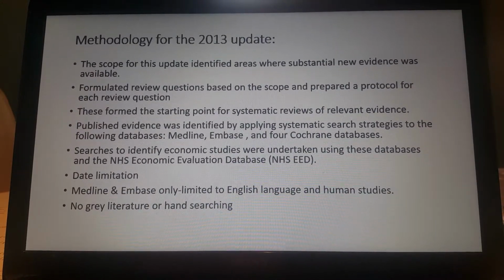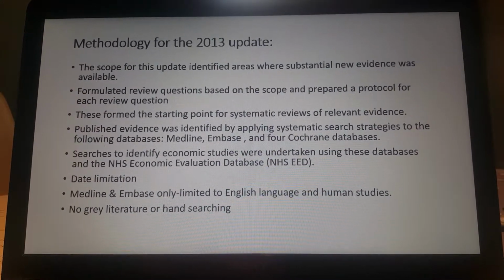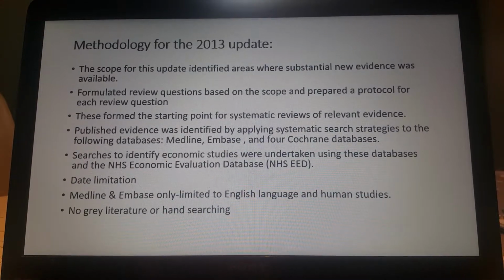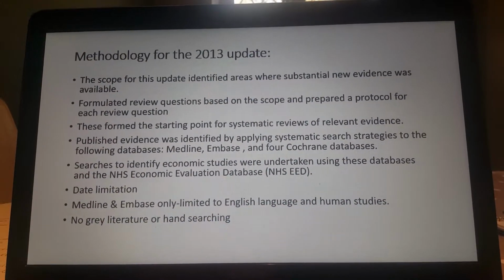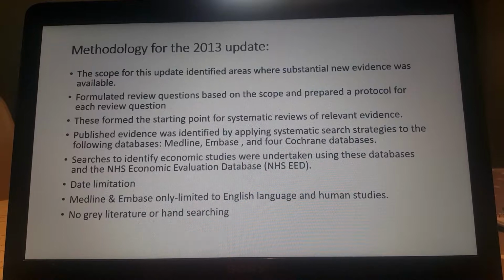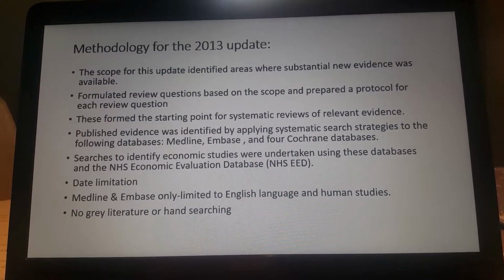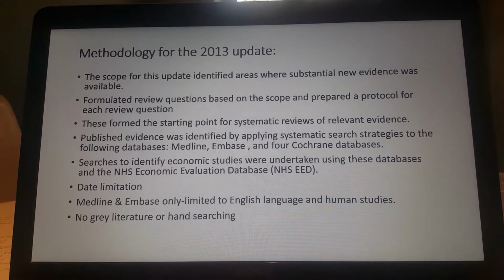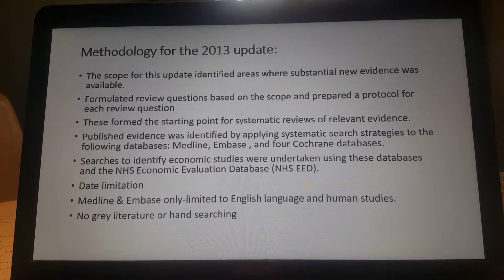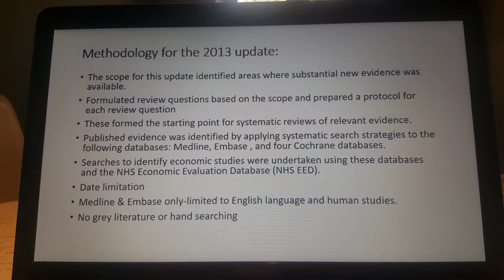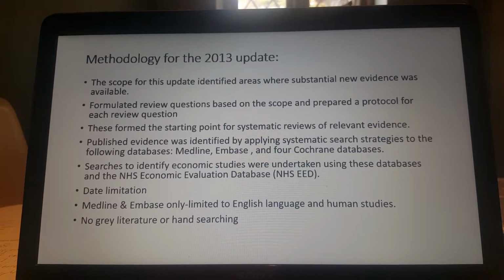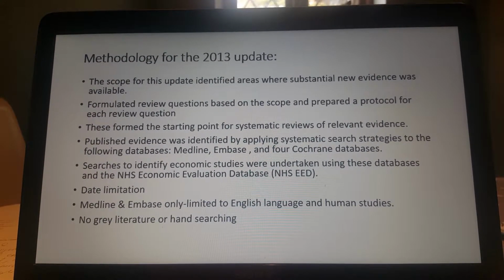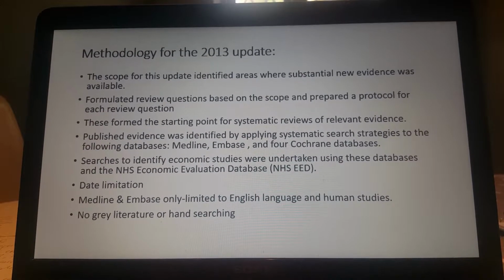They looked at published evidence and they applied systematic search strategies to the Medline, Embase and Cochrane databases. And if they were looking at economic studies, they also included the NHS Economic Evaluation Database. In most cases, they limited the search according to date, and for Medline and Embase, they limited to English language and human studies, and they didn't look at grey literature or hand search any articles.